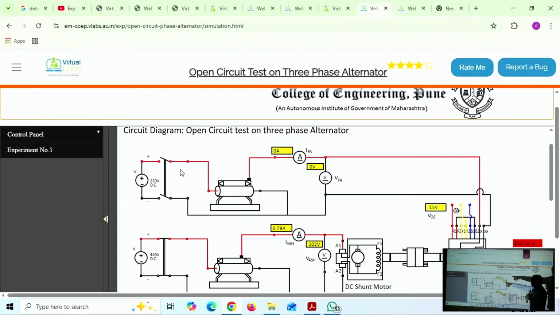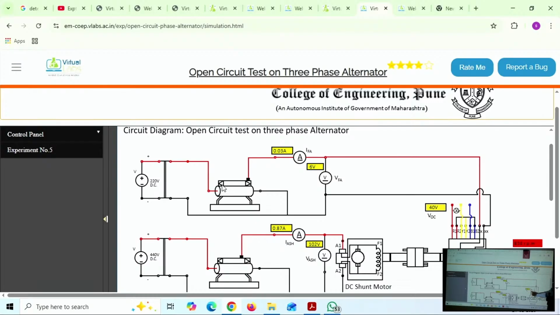Okay, then now close it. Now we are giving field excitation. That will increase the open circuit voltage. Now increase. So 0.24. Okay, now next, 0.240.